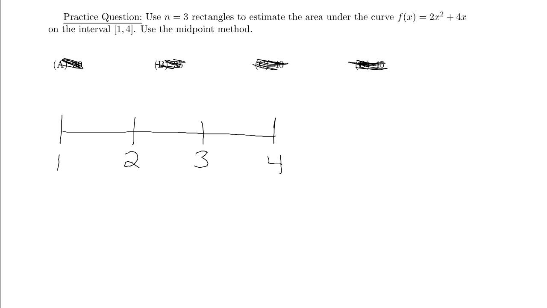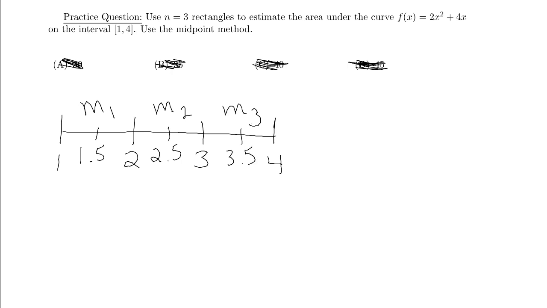And if we want to use the midpoint of each of these subintervals, so our first subinterval is 1 to 2, our second subinterval is 2 to 3, and our third subinterval is 3 to 4. If we want to use the midpoint of each of these subintervals, that's going to be at each of these spots here. And so let's call them midpoint 1, M1, midpoint 2 is M2, midpoint 3 is M3. Okay, so midpoint 1 is at 1.5, midpoint 2 is at 2.5, midpoint 3 is at 3.5.